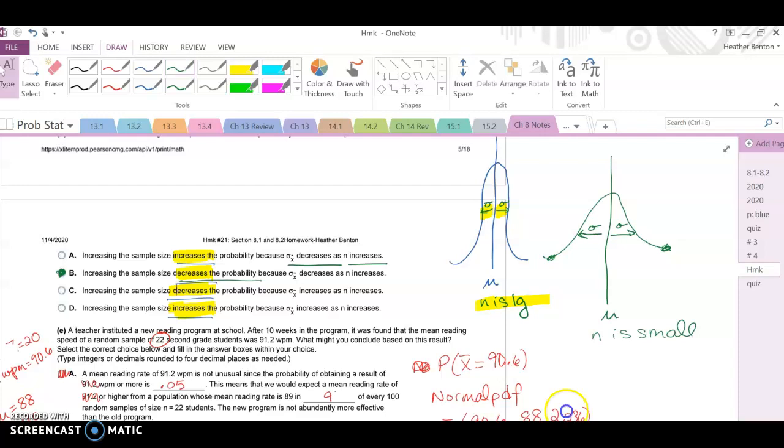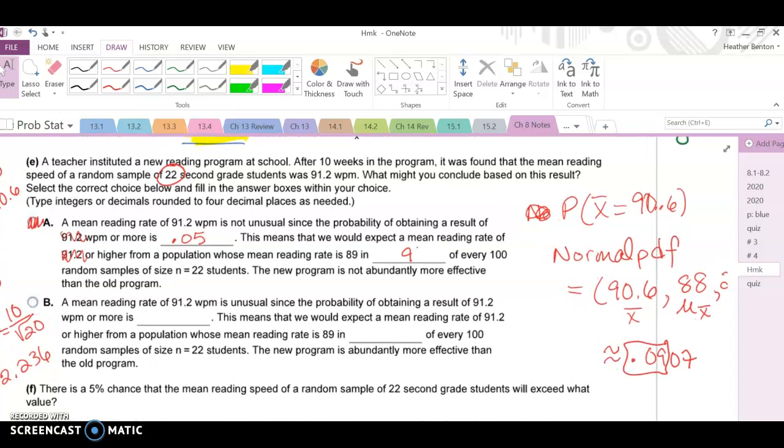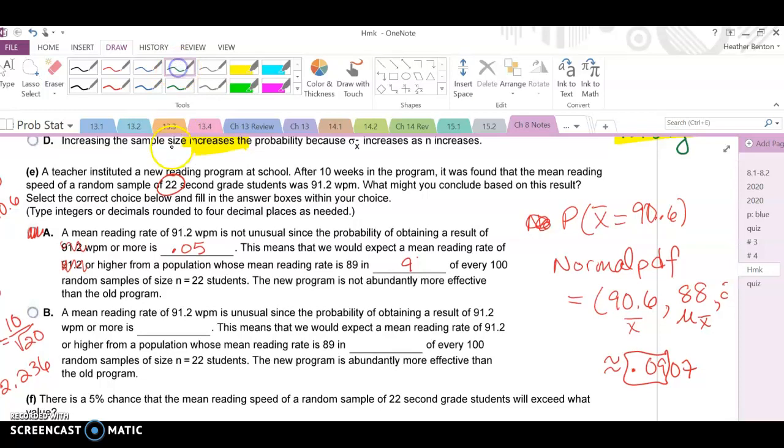Alright, and now we're ready for part E. We have a new reading program, 10 weeks into the program. The mean is 22, so that's our X bar. I'm sorry, 22 is our number of kiddos, 22 kiddos. And our mean is 91.2. What might you conclude based on this result? Select the choice below.